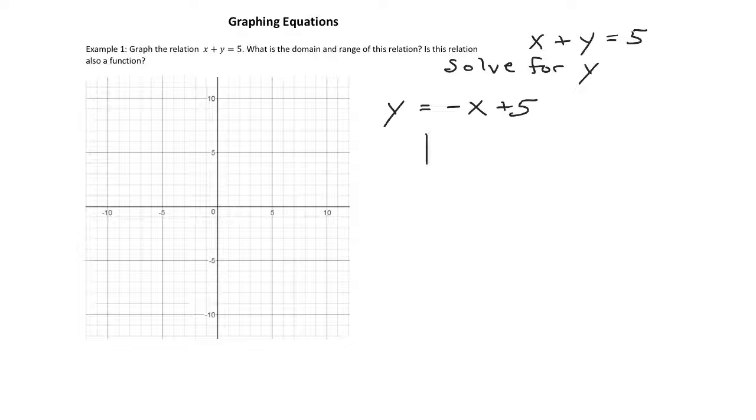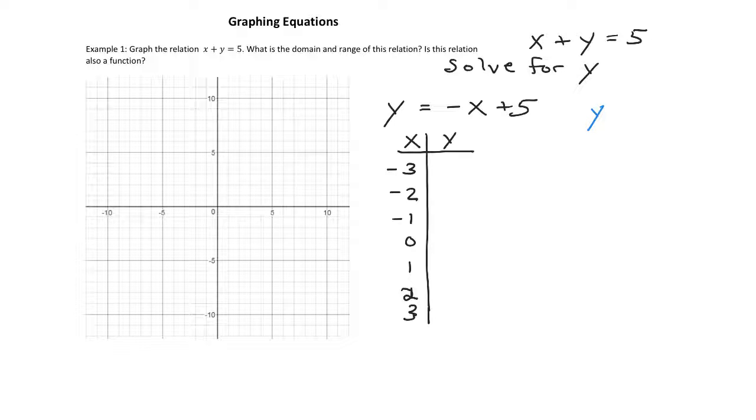I can then create a table of values where I choose some things for x, figure out their corresponding y's, and then plot those points. I think I'll just pick a few here, maybe going from negative 3 down to 0, then to positive 3. Okay, like this.